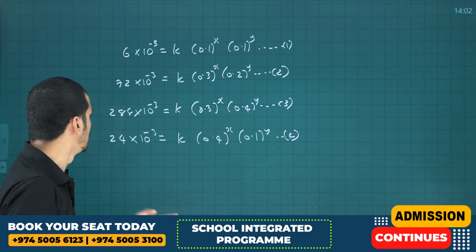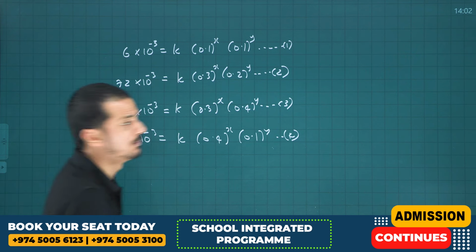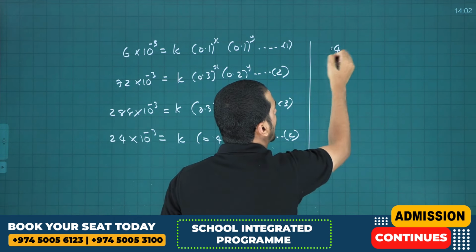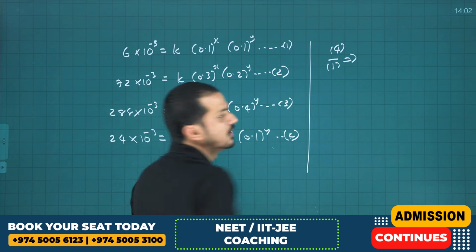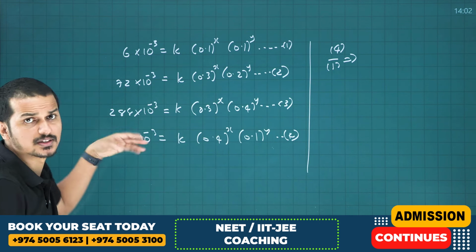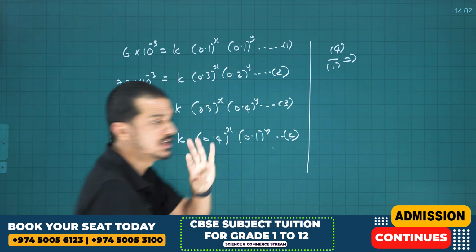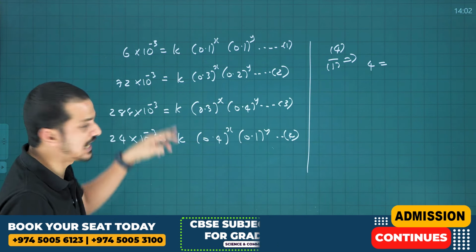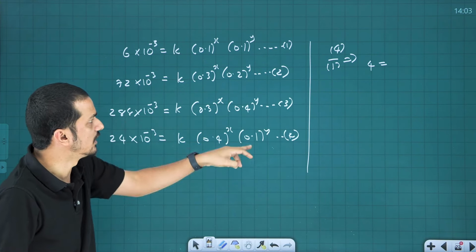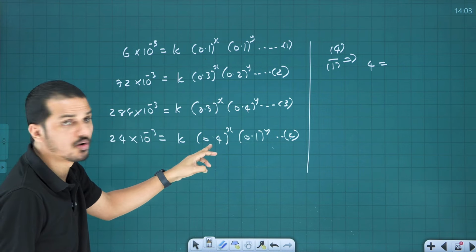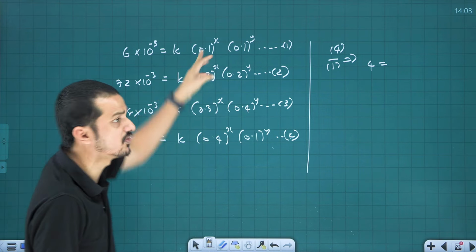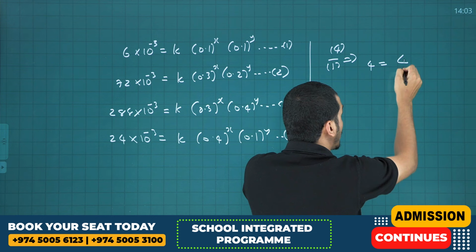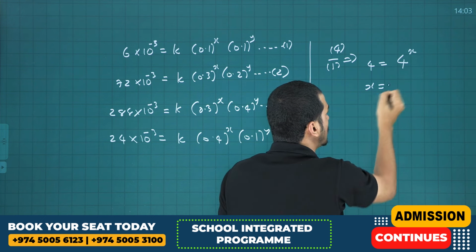Now what I am going to do? I am dividing 4 by 1. Once I am dividing 4 by 1, 10 raised to minus 3, 10 raised to minus 3 will get cancelled. 24 by 6 is 4. K will get cancelled. 0.1 raised to Y times will get cancelled. Only X time will be there. 0.4 raised to X divided by 0.1 raised to X means 4 raised to X. So I will get X equal to 1.